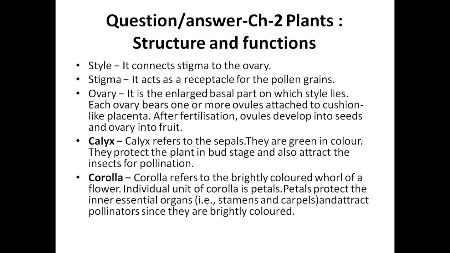Calyx refers to the sepals. They are green in color. They protect the flower in the bud stage and also attract insects for pollination. Corolla refers to the brightly colored whorl of the flower. The individual unit of the corolla is the petal. Petals protect the inner essential organs and attract the pollinators since they are brightly colored.